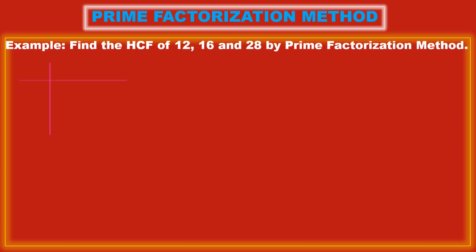Let us take 12. Children, I am telling you again, before doing the prime factorization, you should be perfect with all the divisibility rules. Learn the divisibility rules and then start this prime factorization. Here the units digit is 2, so it is divisible by 2. So 2 sixes are 12. Again 6 is divisible by 2, so 2 threes are 6. 3 is a prime number, so 3 ones are 3. The procedure is continued till we get 1, right? So I got 1 here.